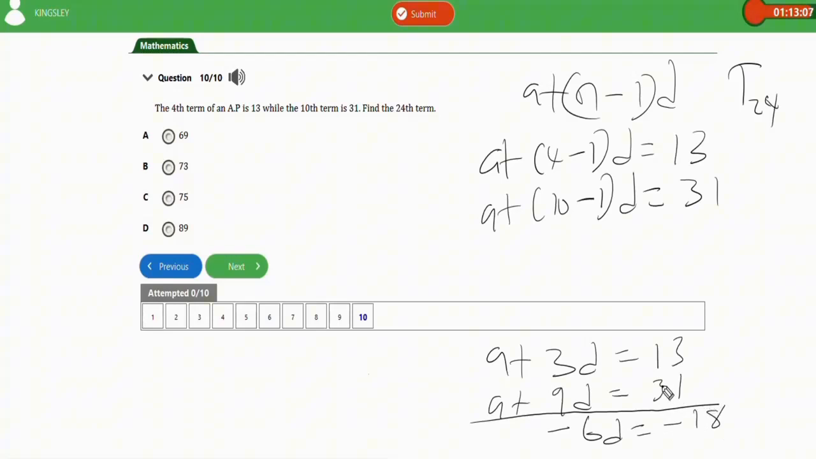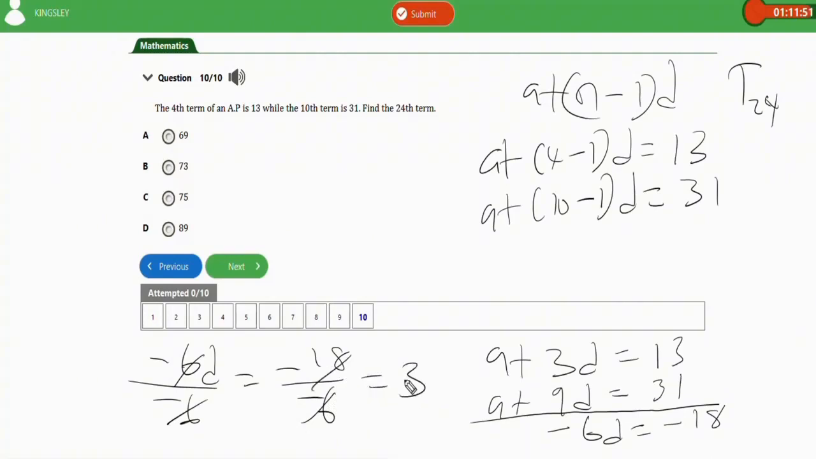So when you punch it on your calculator, you are going to have these outputs. Alright, so at this juncture, we're going to divide both sides by negative 6. So it's going to give us minus 6D over minus 6 equals minus 18 over minus 6. So our D, common difference, will be 3. So now that I've gotten the common difference to be 3, let's use it to find the first term A.